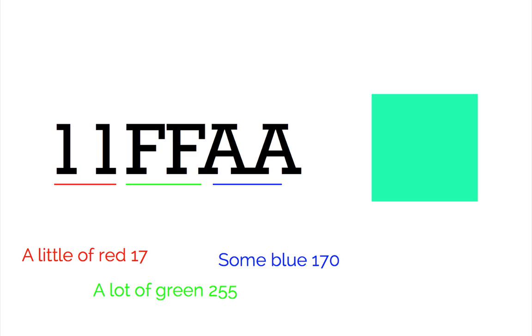So a little bit of red, 1, a lot of green, F, and some blue, A, will give us this color. The hex code of a color is often used on the web to refer to the color and is widely used in the design world as well.